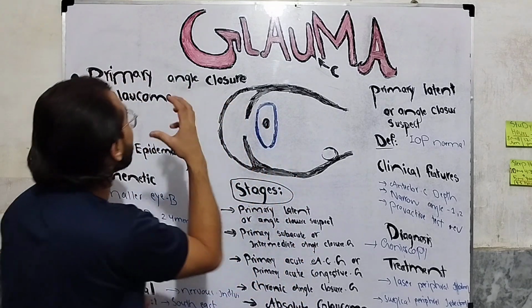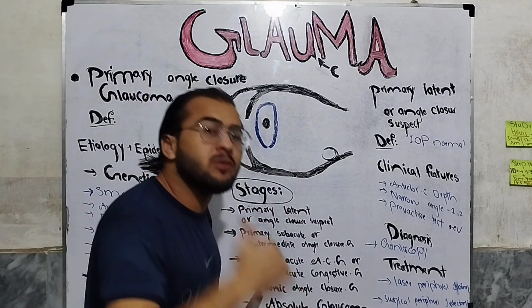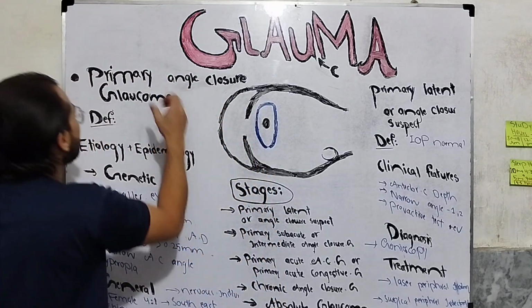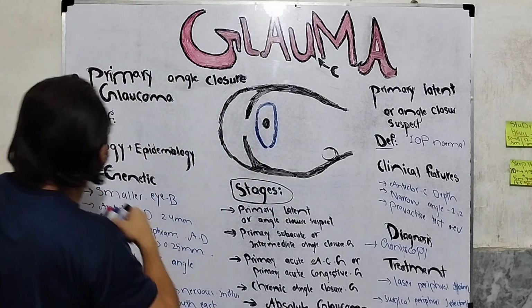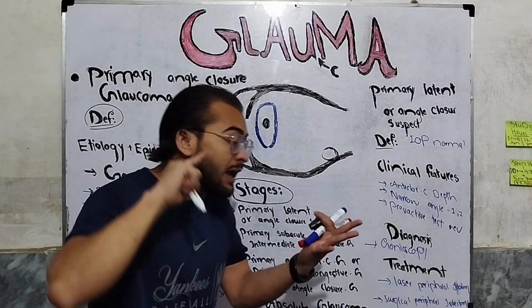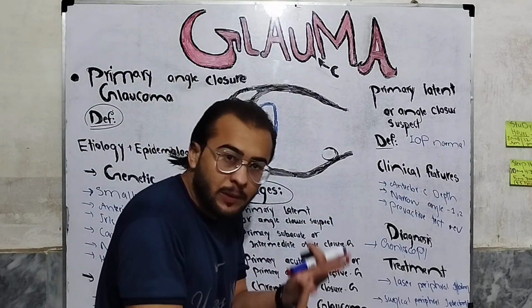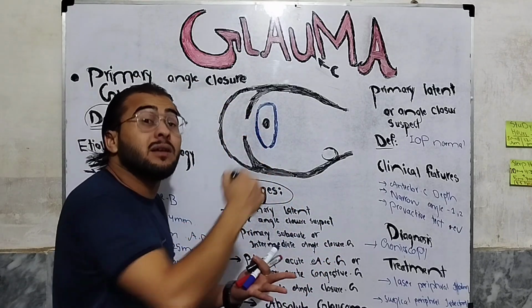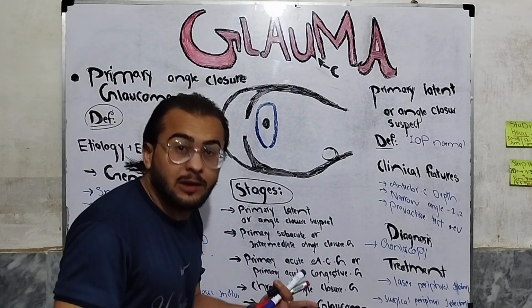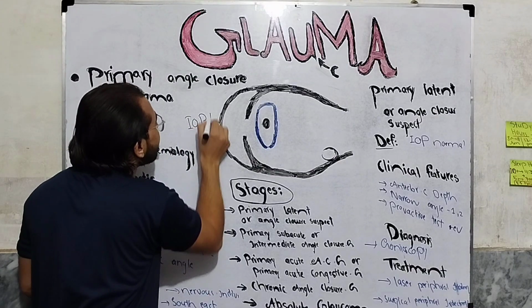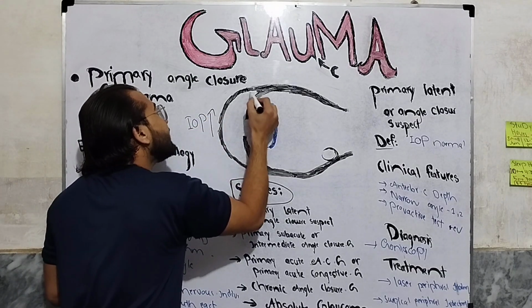Now, primary angle closure glaucoma. As in the previous lectures, we discussed primary open angle glaucoma. So, what is primary angle closure glaucoma? It is like primary open angle glaucoma. It is a bilateral optic neuropathy, which is characterized by increased intraocular pressure due to the closed angle. So, the IOP will be elevated due to the angle closure.